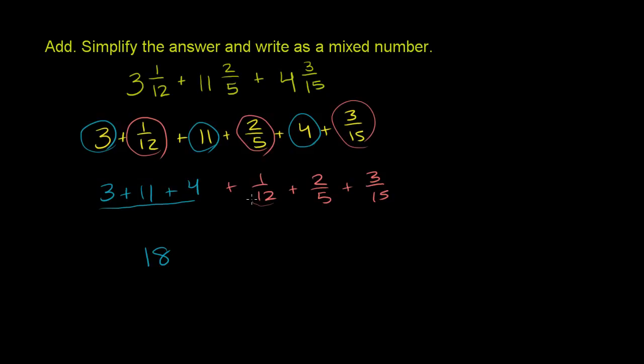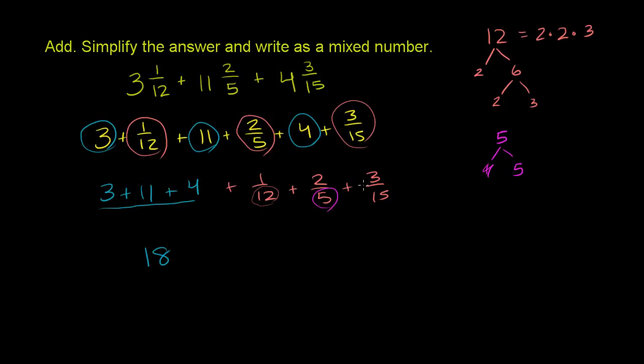If we take the prime factorization of 12, 12 is 2 times 6. 6 is 2 times 3. So 12 is equal to 2 times 2 times 3. That's the prime factorization of 12. Now, the prime factorization of 5: 5 is a prime number. There's just a 5 there. So 5 is just 5.